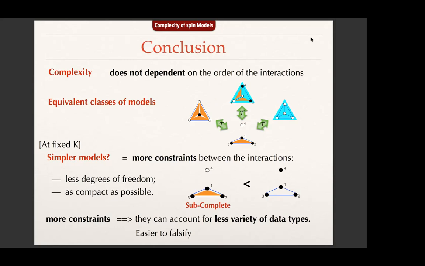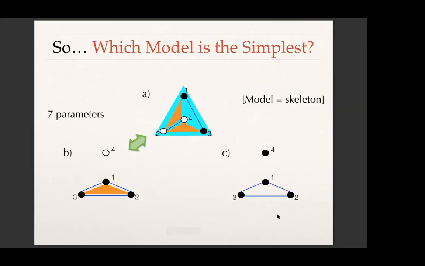And in particular, fully connected pairwise models tend to be more complex. And so simpler models have more constraints, and so they account for less variety of data types. And so they are easier to specify because they can model only very few types of data. So if you're able to model your system with a simple model, then you'll be very happy because you will know that that model will only be able to model what you have and nothing else.